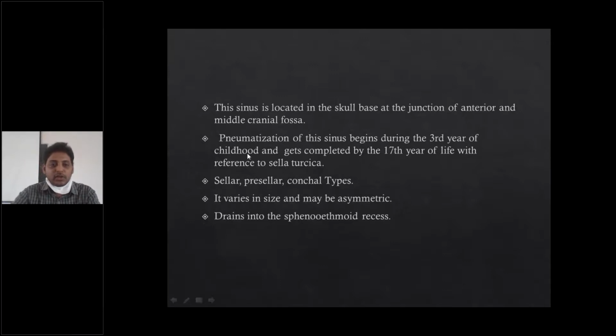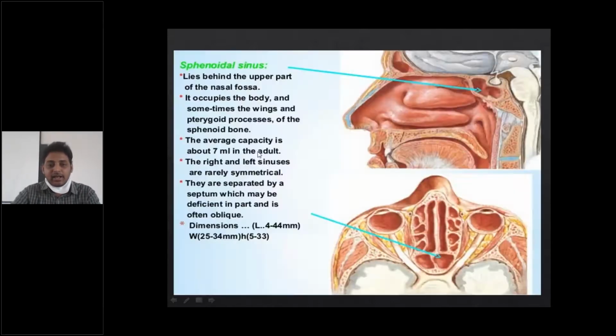As we said, the pneumatization of the sinus begins during the 3rd year of childhood and gets completed by the 17th year of life. With reference to the sella turcica, this is the point which you should make sure of, from both a clinical and exam point of view. We hope you are all aware of what the sella turcica is. This is a saddle-like depression present above the sphenoid bone, in which lies the pituitary gland. Okay.